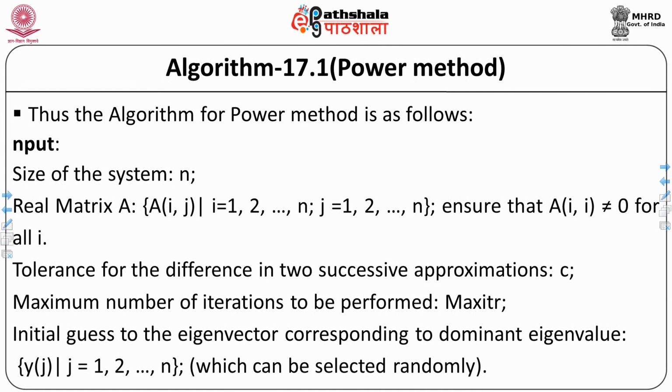Thus, the algorithm for the power method is as follows. We have got inputs here. The size of the system, n, is one of the inputs, then the real matrix A, that is a i j, i equal to 1 up to n, j equal to 1 up to n, and ensure that a i i are different from 0 for all i. So, we do not want diagonal elements to be 0 for all i.